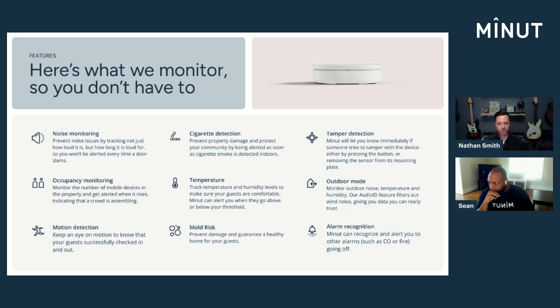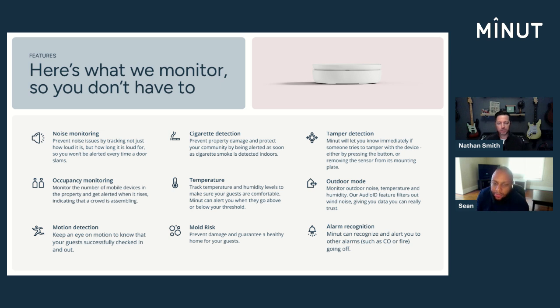Occupancy monitoring, which, like Sean mentioned, is basically detecting a crowd if one is gathered in your unit. Temperature and humidity, Sean also mentioned those, as well as right below it, the mold risk. Those go very well hand in hand. There's an outdoor mode, so if you're needing to monitor outdoors instead of indoors, these sensors are capable of that as well. There's a motion detection feature. I mentioned mold a moment ago. And then Sean mentioned alarm recognition.